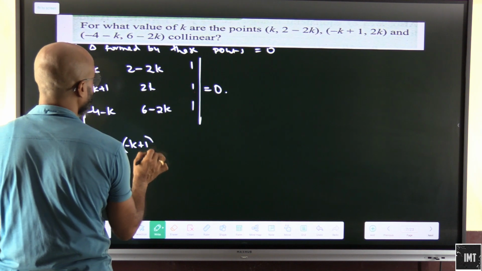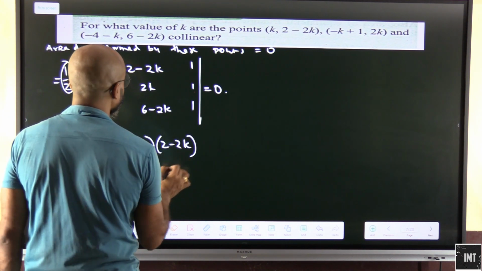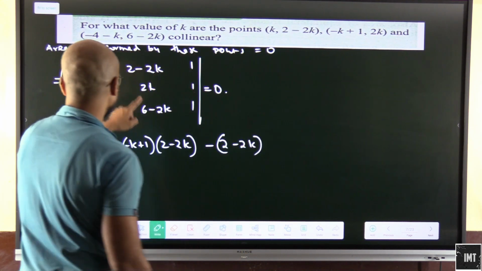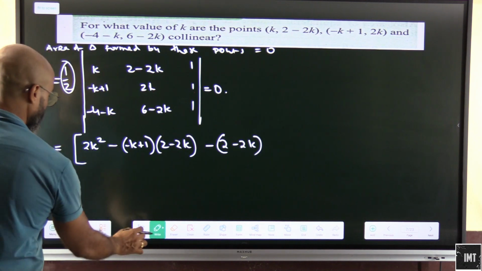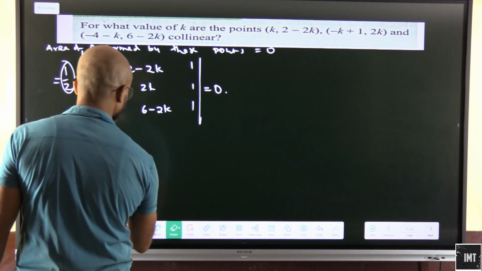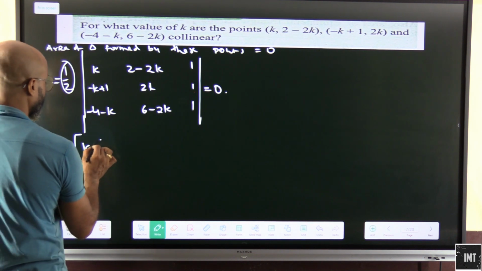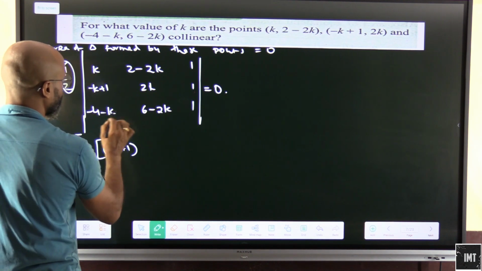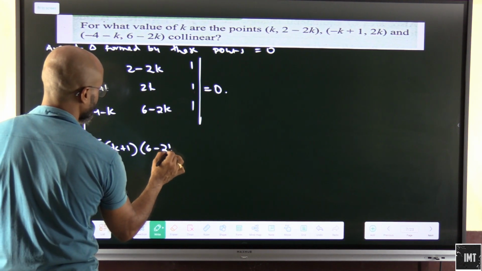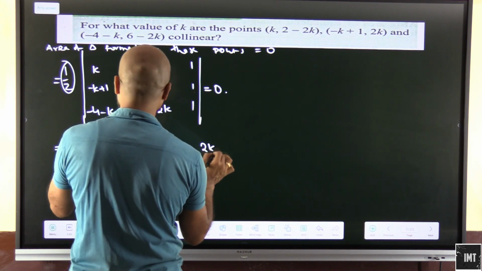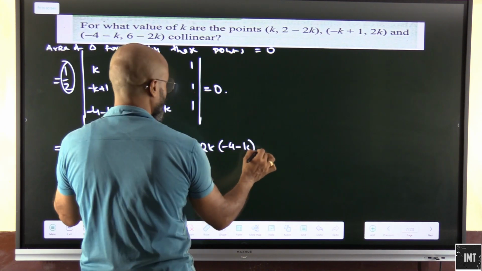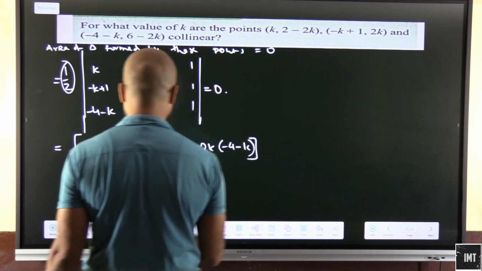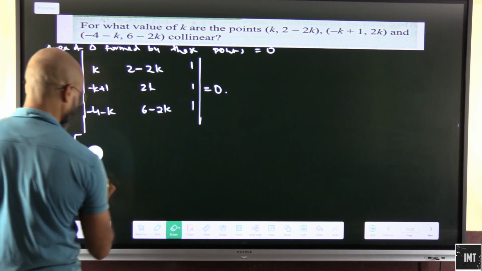k plus 1 into 2 minus 2k, minus 2 minus 2k k, this will be, oh I'm wrong here, I am so wrong here. This will be basically k into, this will be minus k plus 1, minus k plus 1 into 6 minus 2k, minus 2k into minus 4 minus k. Okay, so this will be k in, I am again wrong.